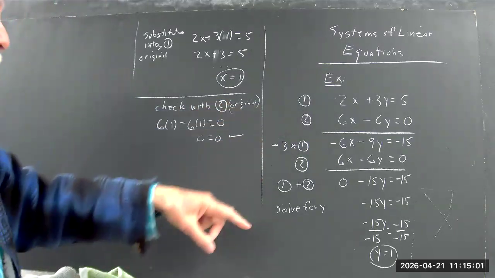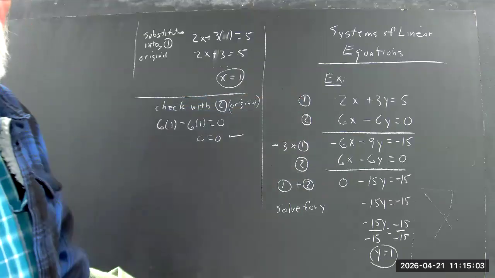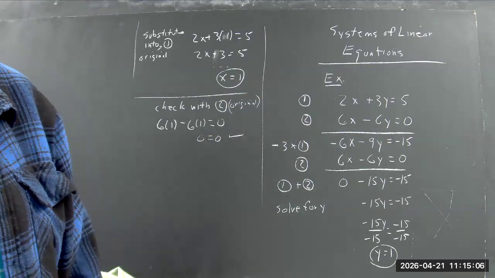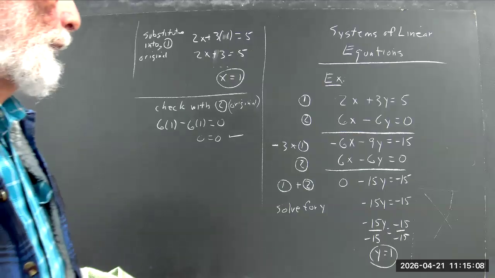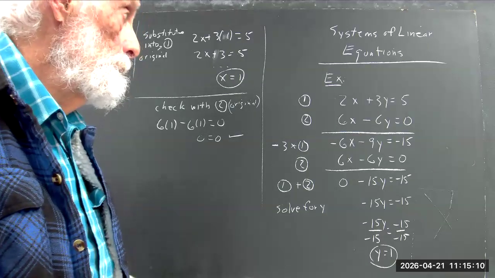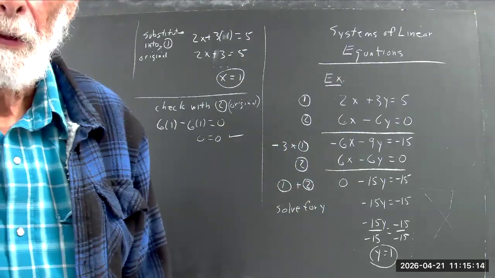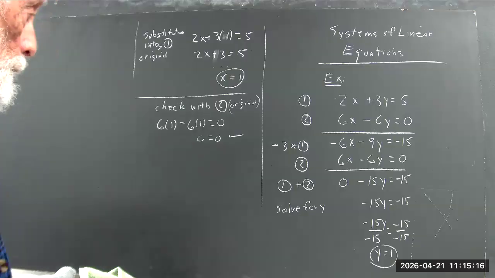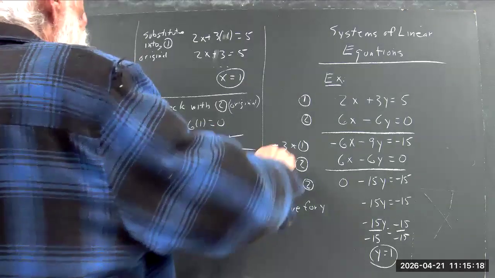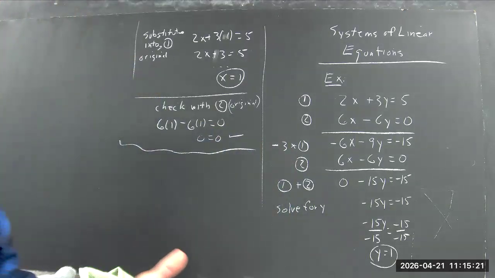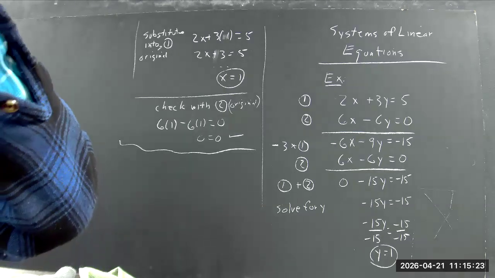And this is going to give you the x and y coordinates where 2 lines intersect. Okay? Where the equation 2x plus 3y equals 5 intersects equation 6x minus 6y equals 0. Okay. Does that make sense? Pretty straightforward.